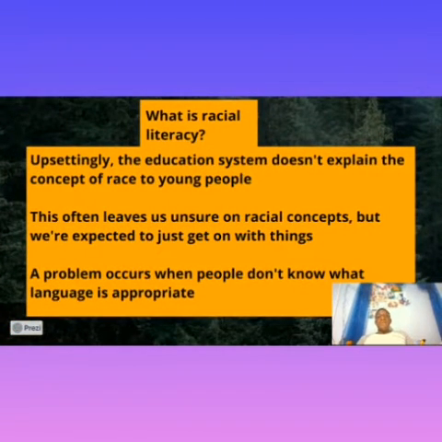Upsettingly, the education system doesn't explain the concept of race to young people. Racial literacy is the understanding of race, not the human race, but your race as in whether you're black, you're white, you're Asian, things like that. This often leaves us unsure on racial concepts, but we're expected just to get on with things and get it right every time. A problem occurs when people don't know what language is appropriate, like saying a person of color or a colored person, minorities or non-white.